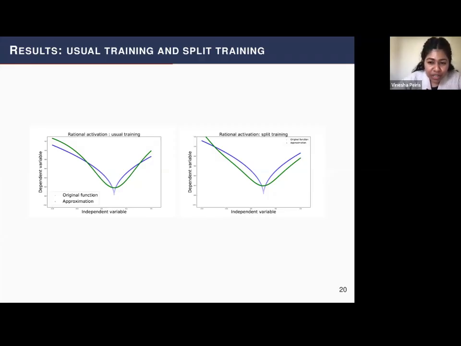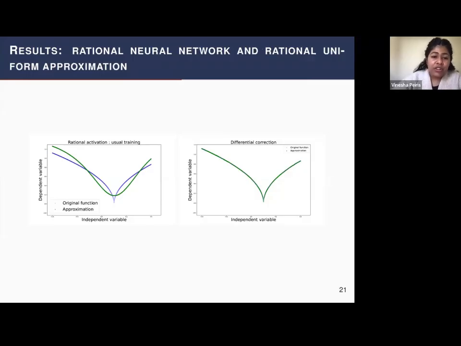But if I now show you the difference between the rational activation neural network with usual training, and the differential correction method, where you directly approximate your function, I don't think I need to explain anything here. Rational approximation with differential correction computes a much, much better approximation compared to the neural network approximations. If you are wondering about the degree of the rational function that we used with differential correction, the degree was 21 and 20.